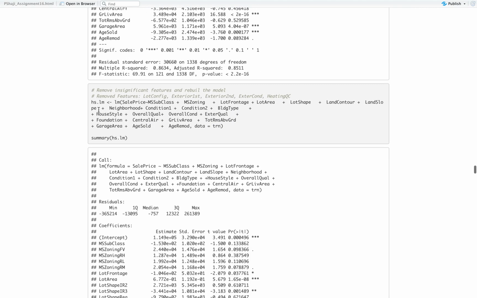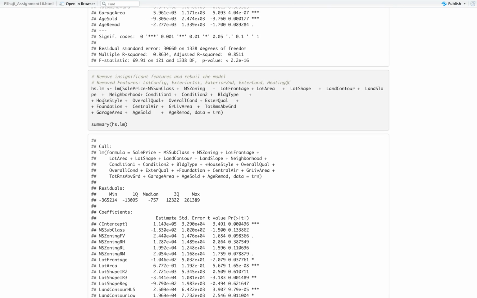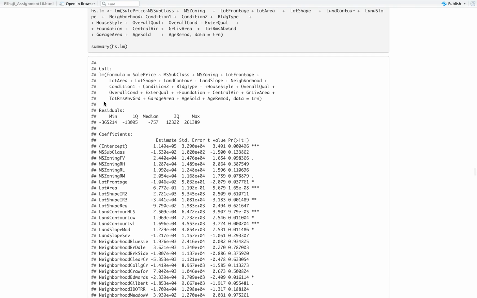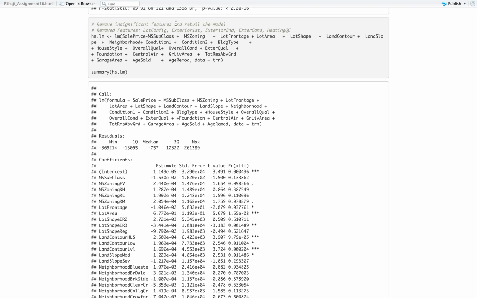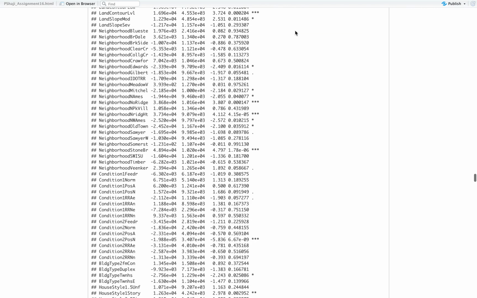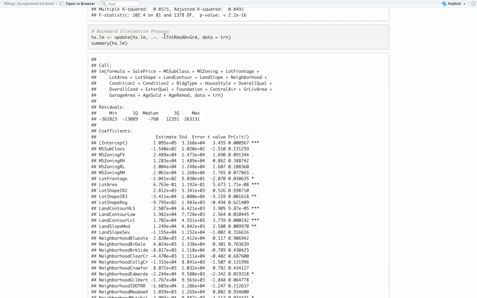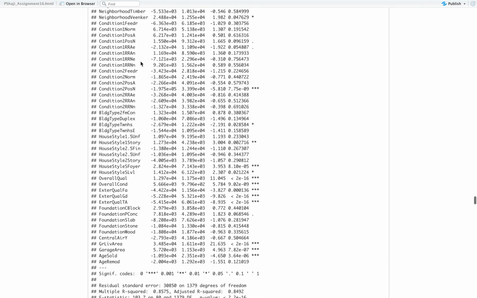After that, I have explained the steps here, that we remove the insignificant features and rebuild the model, remove features, lot config, and then all these variables, heating QC. After that, we do a backward elimination process. In that, we pass the hs.lm variable into the update function, and we also generate a summary for that variable.